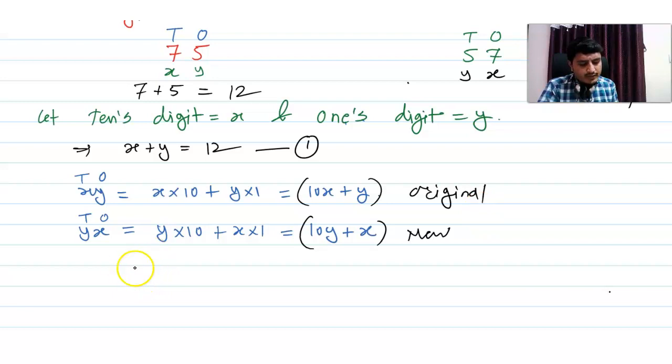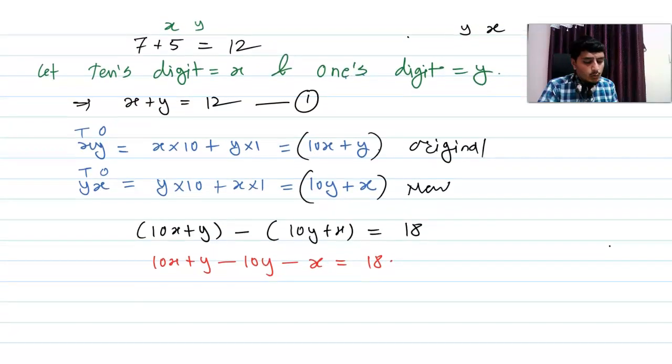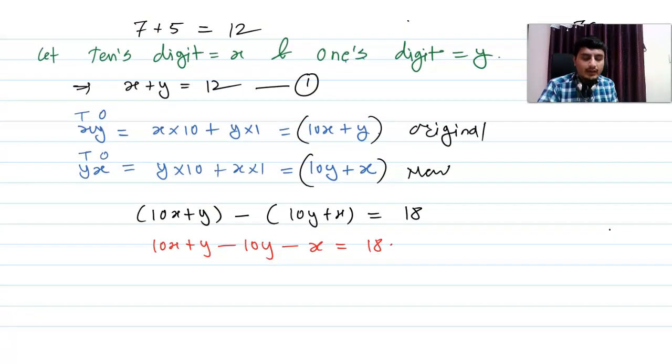So 10x plus y minus the new number 10y plus x is equal to 18. Once we open each bracket, we are getting 10x plus y, minus 10y, minus x, equals 18. So the new linear equation in two variables is 10x minus x becomes 9x, y minus 10y becomes minus 9y, equals 18.